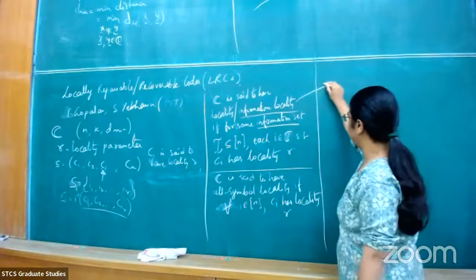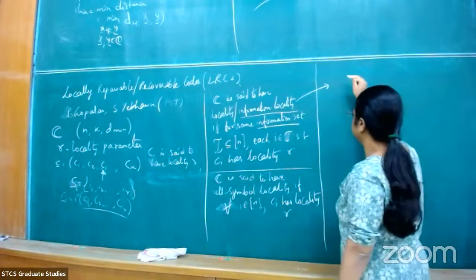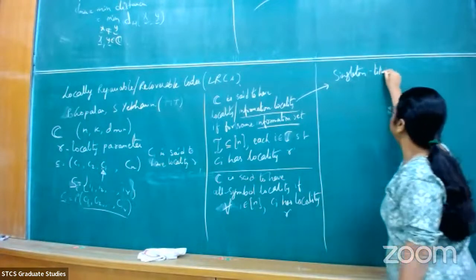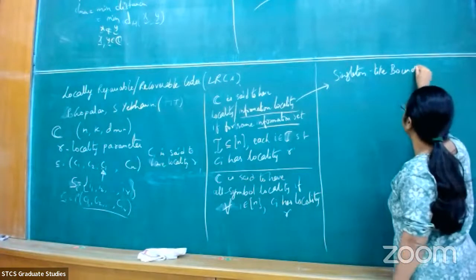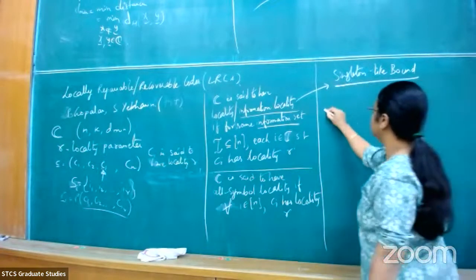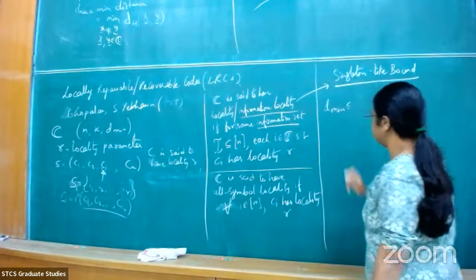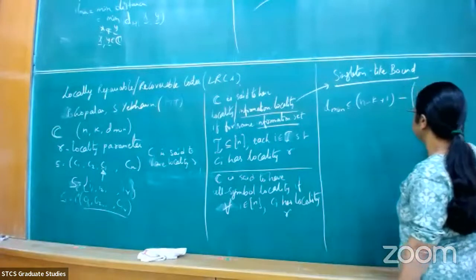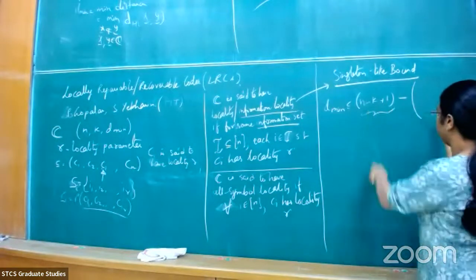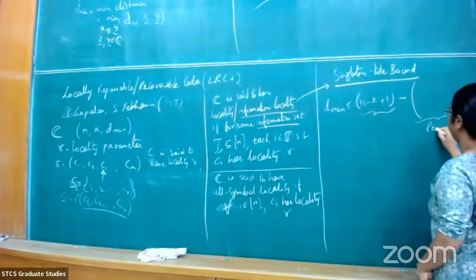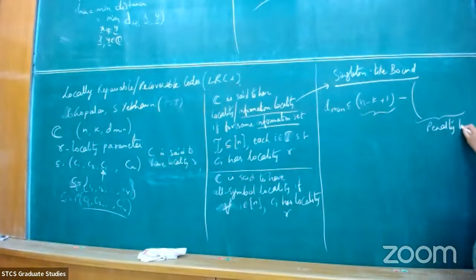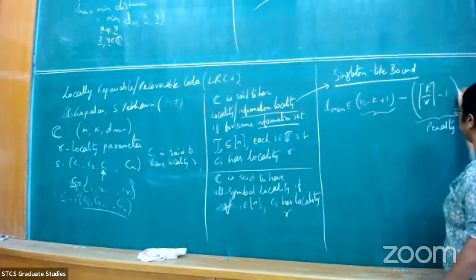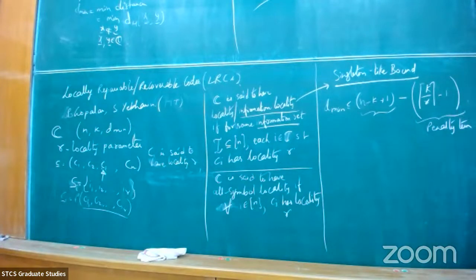In this setting, using only information locality, there is a Singleton-like bound which can be proved: d is less than or equal to n minus k plus 1 minus something. The first part I call exactly the Singleton bound, and the rest I will call the penalty term because of locality, and this is k by r minus 1.